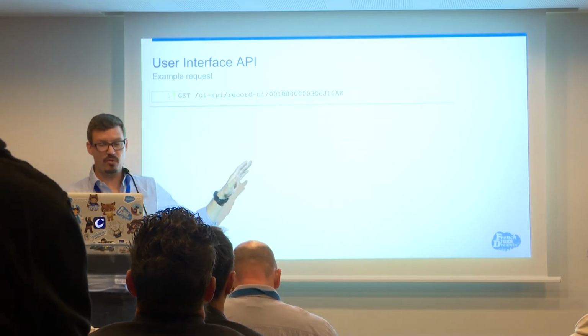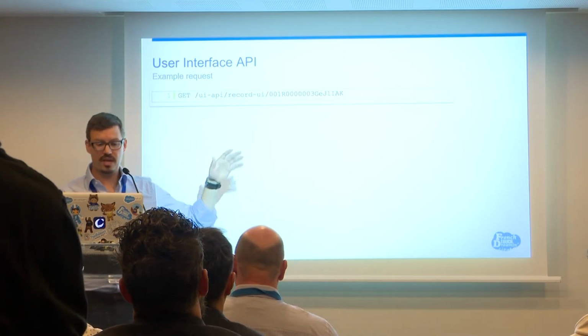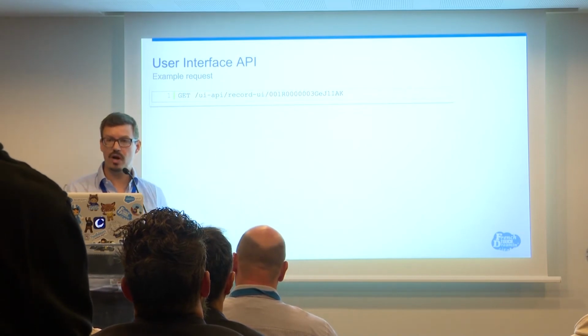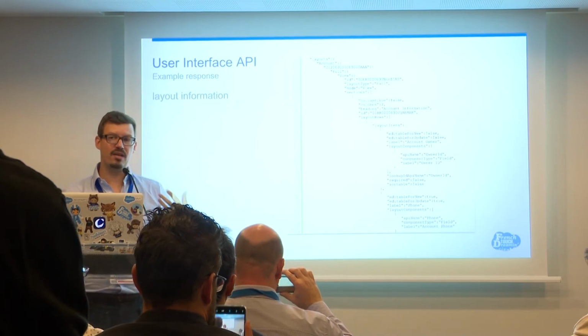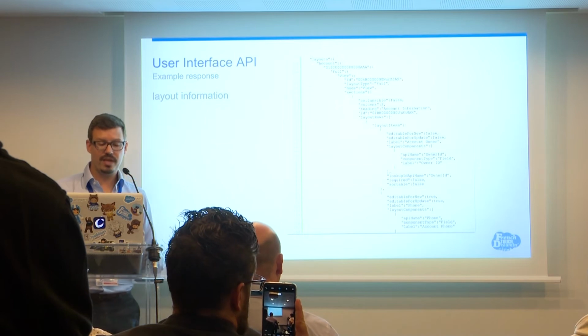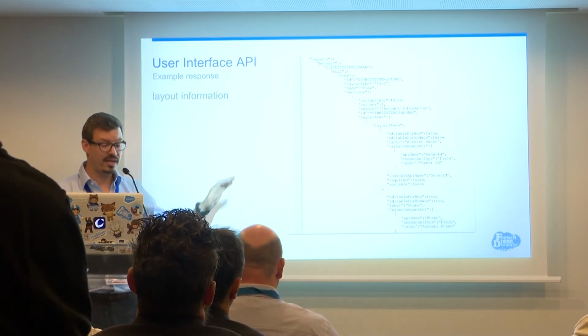So just an example request. You could do this in the browser, you can authenticate, and you can just use a record ID to say, give me the record UI of this certain element. And this gives you back a lot of information. If you parse the response, you will get not only the record data, but also all the metadata information, like layout information.